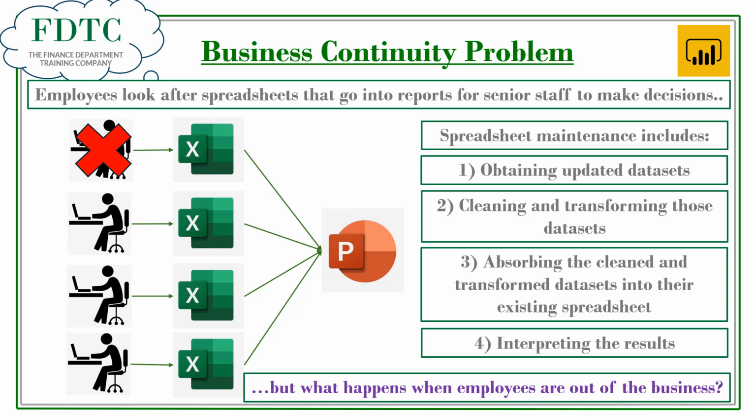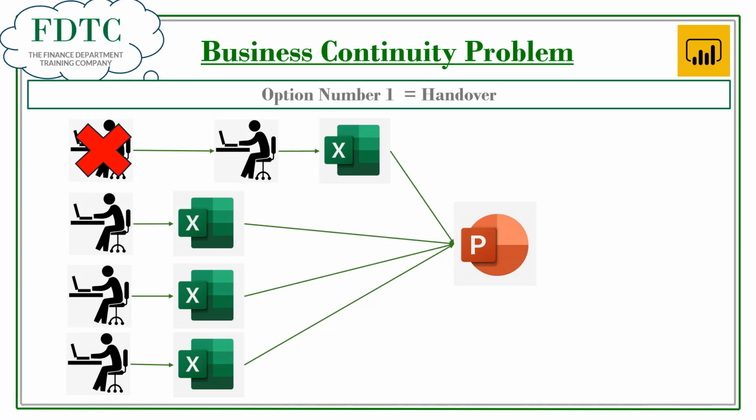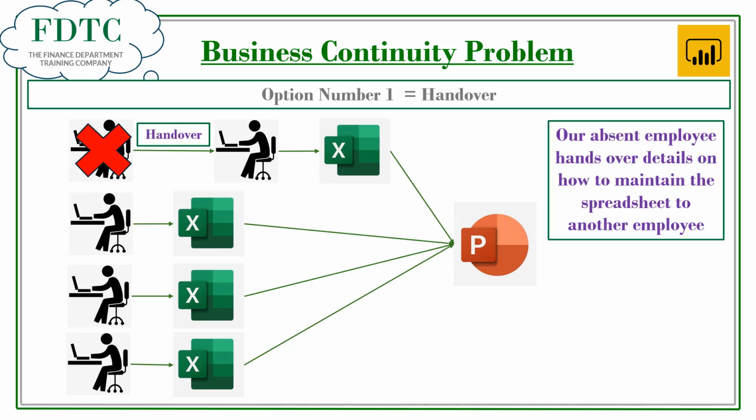So what happens when employees are out of the business though? Well, there's only 2 options really. Number 1, we have a handover from one employee to another on how to maintain and update our Excel spreadsheet. Now, the advantage of this option is that the spreadsheet that's normally maintained by our absent employee is at least updated, maintained by our very helpful employee. But the downside is that the chances of there being errors in our updated spreadsheet are much higher. And this is because our new employee has little practice in how to maintain this spreadsheet and is likely to miss things or get things wrong. Not to mention, it takes a while for the absent employee to hand over the details on how to create the reports to another employee.